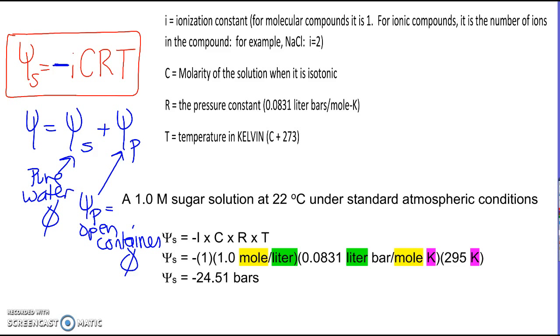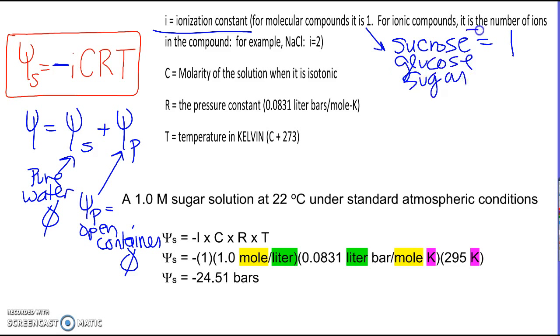So let me explain the parts of the formula, and then we'll do a couple of practice problems and we'll be done. So ionization constant is I. The ionization constant, they're going to tell you that for sucrose, which is what we used in the lab, is 1. Ionization constant is a measure of how many ions something breaks into when you add it to water, when it ionizes. If they give you sucrose, if they give you glucose, if they just say sugar solution, all of these are just going to be 1 because they're not ionic, they're covalent, which means they don't break into multiple ions. One sugar molecule stays one sugar molecule.